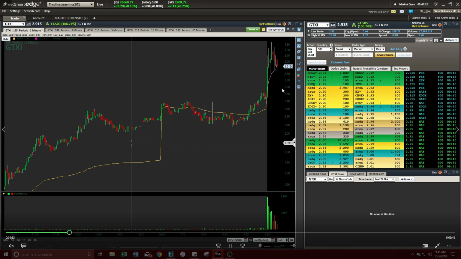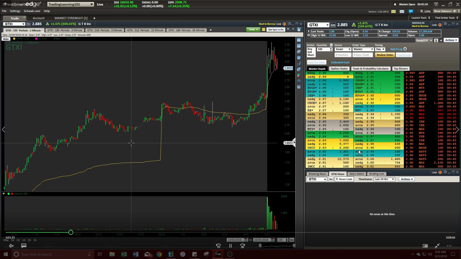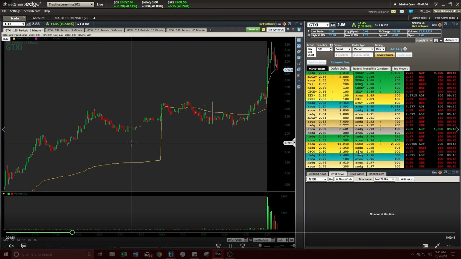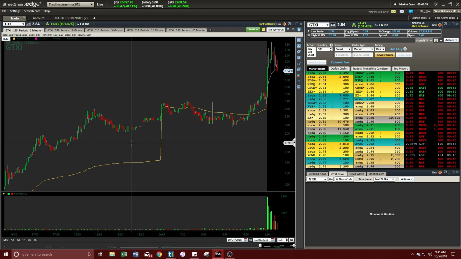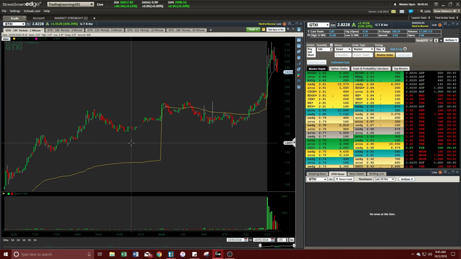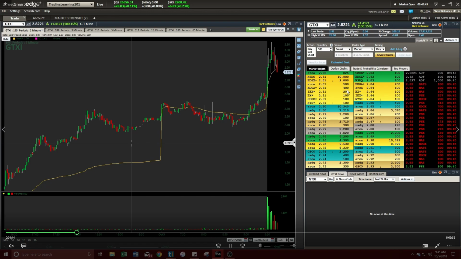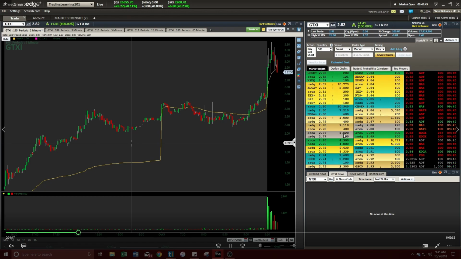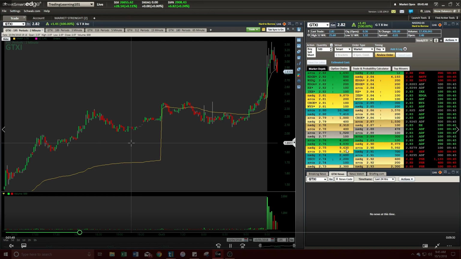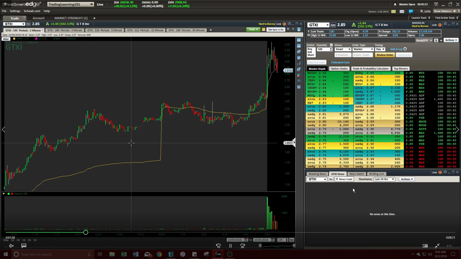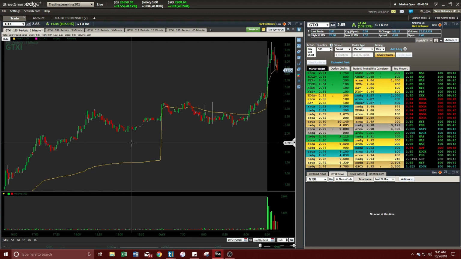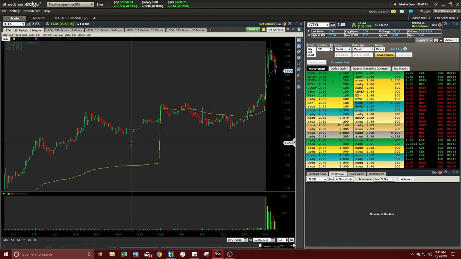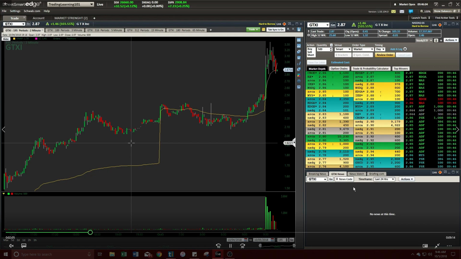But 290 is holding. Then it just drops below 290. Now it's down to 280s. There's 10,000 right there. See how everything moves so fast right at the open? The more you practice this, the better you'll get. That's the only thing I can say.